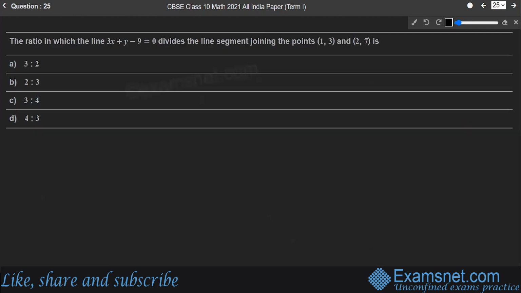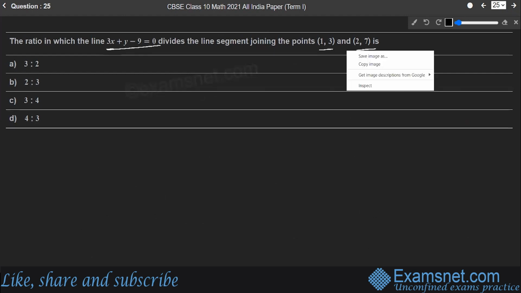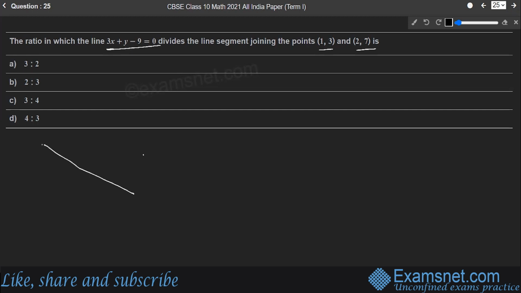Okay. The ratio in which line 3x plus y minus 9 equal to 0 divides the line segment 1, 3 and 2, 7 is. Okay. So we can do this by drawing also. So let us draw. So let us say this is our line. The line's equation is given as 3x plus y minus 9 equal to 0. This is the line's equation given.